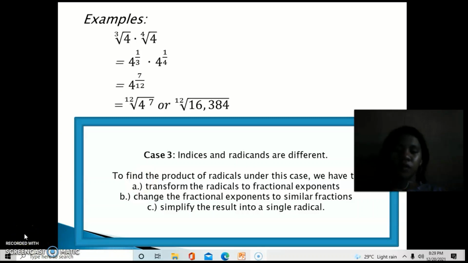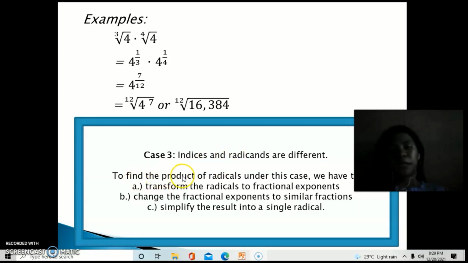So we have now case number 3. In case number 3, indices and radicands are different. They're not the same. As we tackled in case number 1 and case number 2, case number 1 had the same index, and in case number 2, the same radicands but different indices. So in case number 3, both of them are different, the index and the radicands.